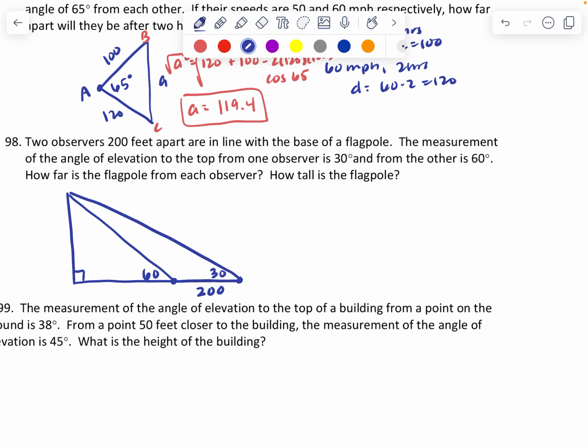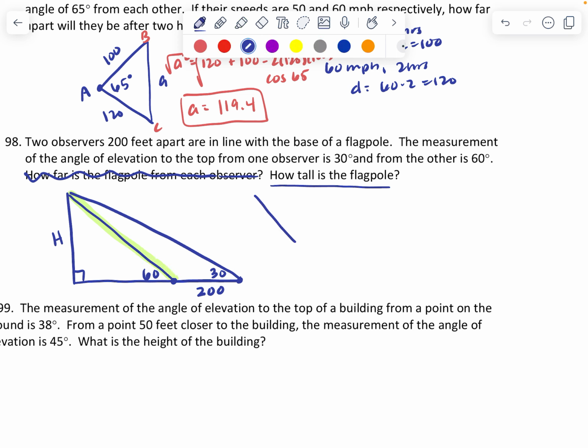And then, how far is the flagpole from each observer? How tall is the flagpole? I'm not going to do this on the test, I'm just looking for this. Okay, so let's look for H. And again, exactly the same question as before. I want to find this first using that oblique triangle.